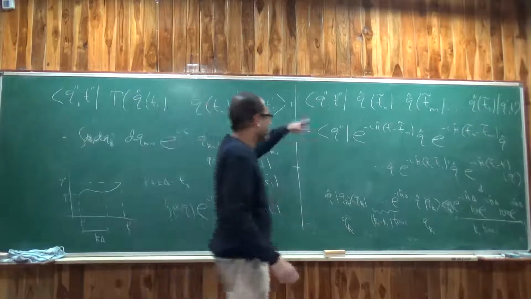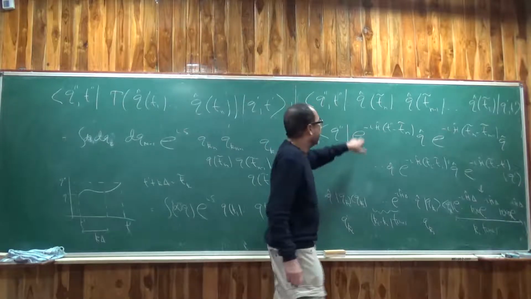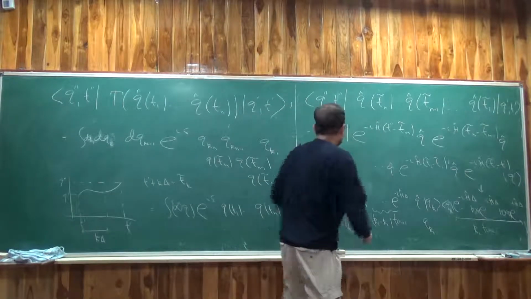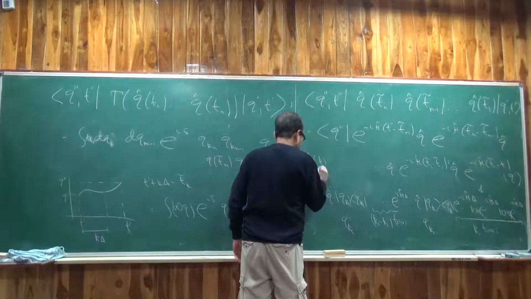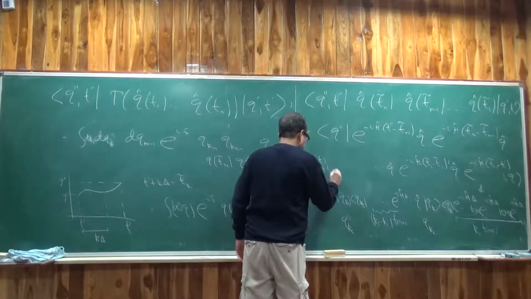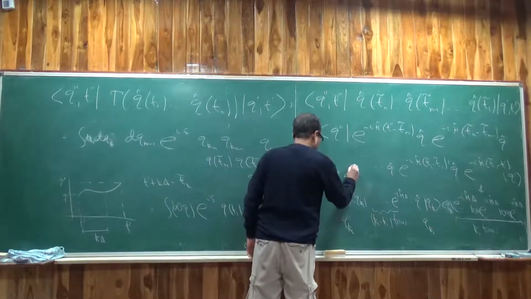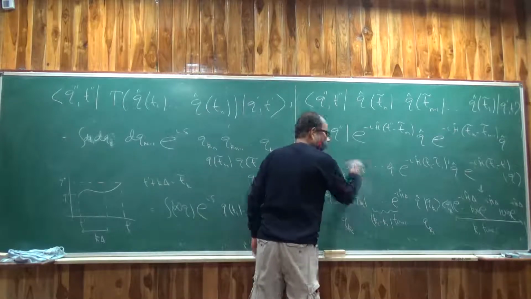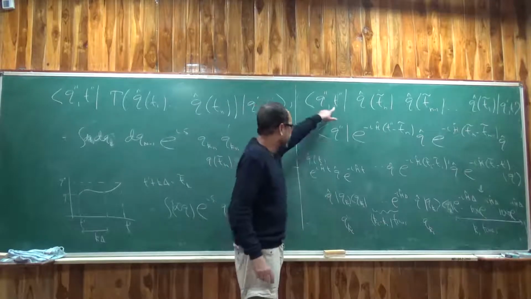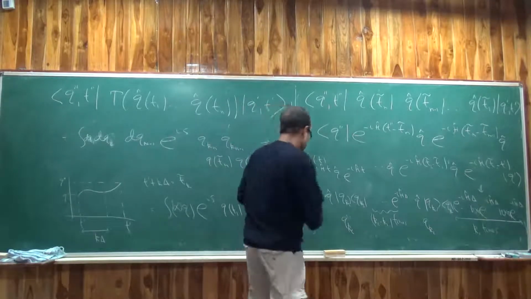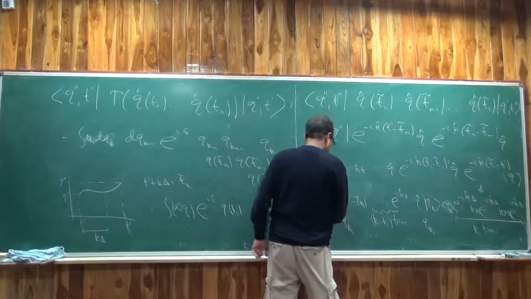Yes. On the top right, two questions: how did you go from the top one to the next one? Oh, I just wrote each q of t. I used the fact that q hat of t is e to the i H hat t q hat e to the minus i H hat t. Once you use this, there are two things which are used. One is this one.